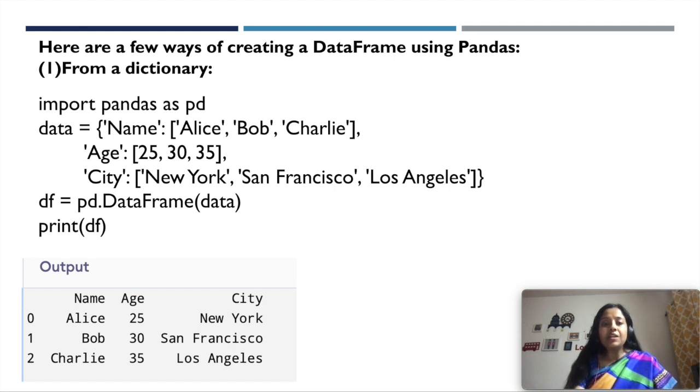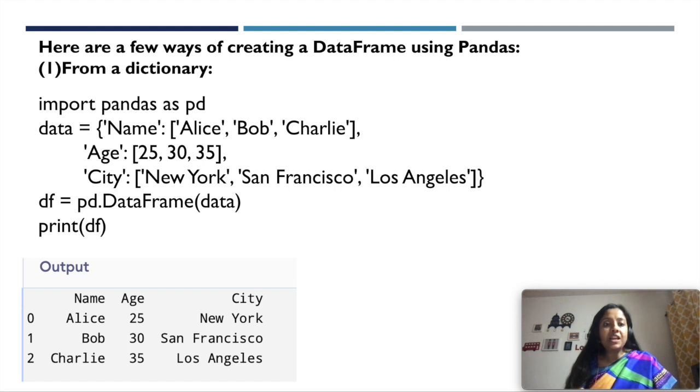Now we will study a few ways of creating a DataFrame using pandas. The first method is creating a DataFrame from a dictionary. So as you can see, there is a code for this. We are importing pandas, obviously, because we are using the pandas library here. We wrote import pandas as pd, where pd is just an alias, that is a renaming of the pandas library here.